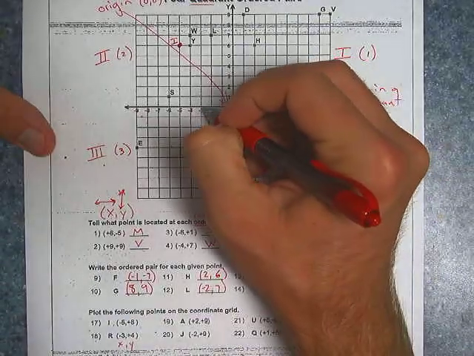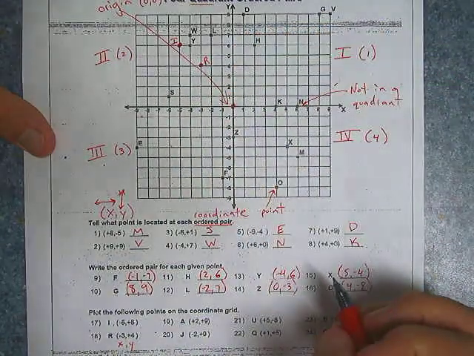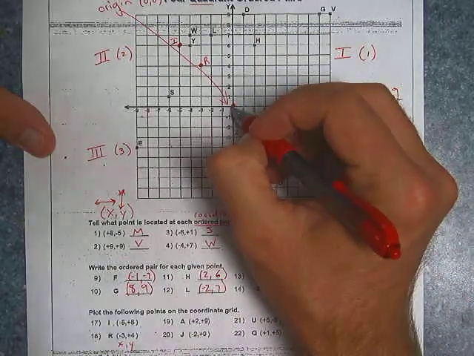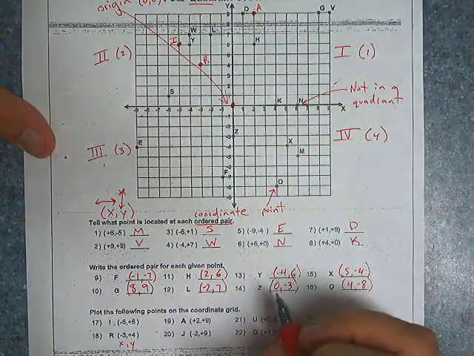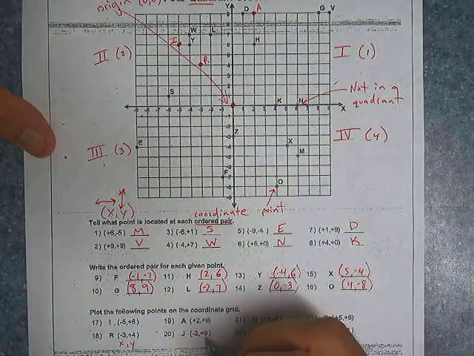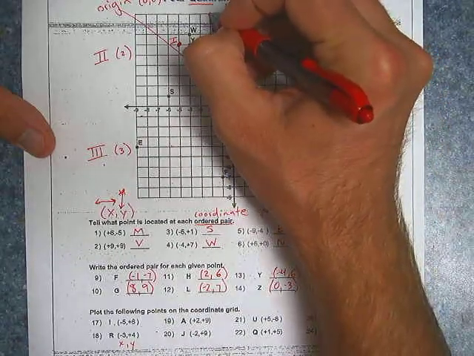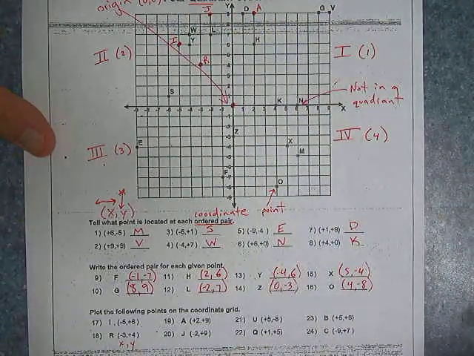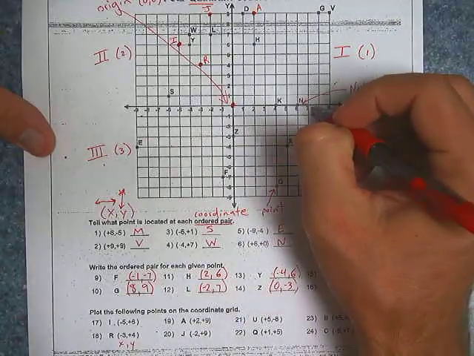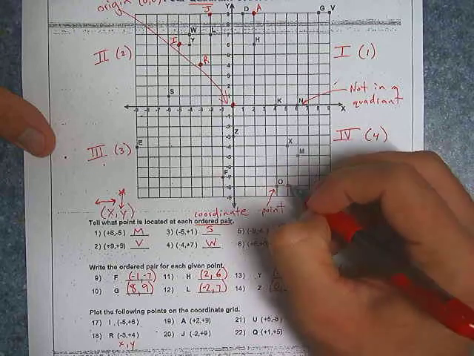So 18, R is negative 3, positive 4. So my x is negative 3, my y is positive 4. So it's left 3, up 4. Left 3, up 4. Make sure you're labeling. 2, 9 is letter A, and negative 2, 9 is letter J. You try the last 4. Pause the video, try the last 4.